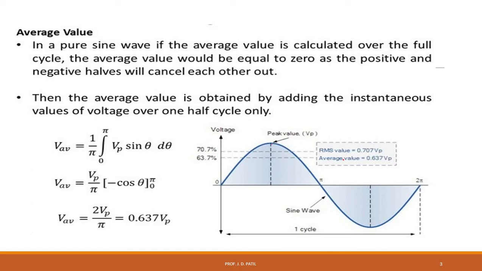Also the RMS value is noted here, that is 0.707 of Vp, the peak value. So the RMS value is greater than this average value.